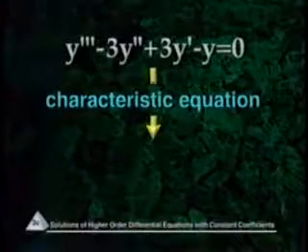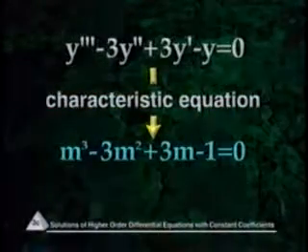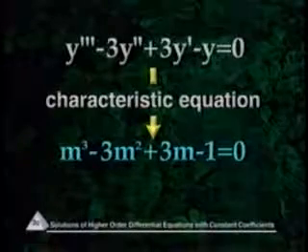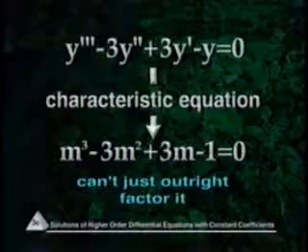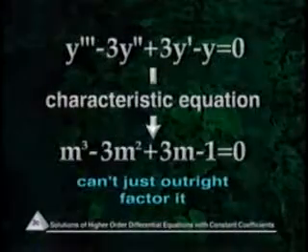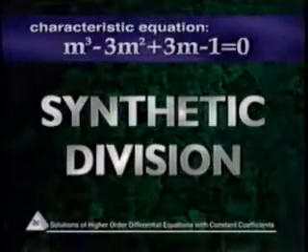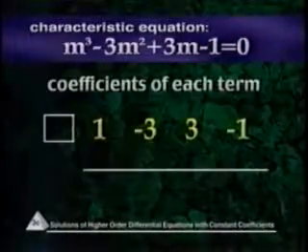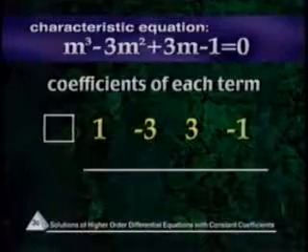Converting to the characteristic equation, we get m cubed minus 3m squared plus 3m minus 1 equals 0. Just looking at this, you should be able to tell that you can't just outright factor it. One way to factor this is with synthetic division. To use synthetic division, we need to make ourselves a little table. First, we write down the coefficients of each term on the top line.